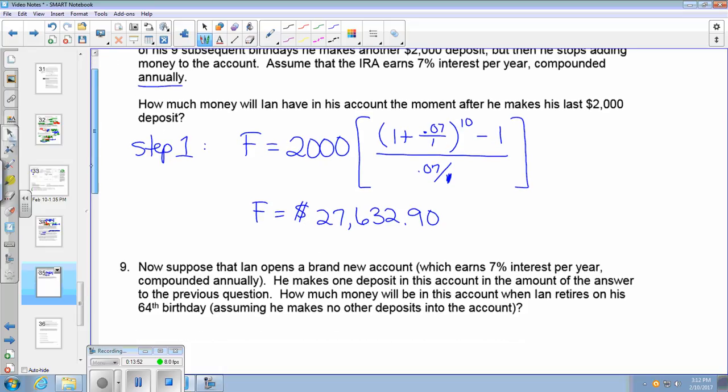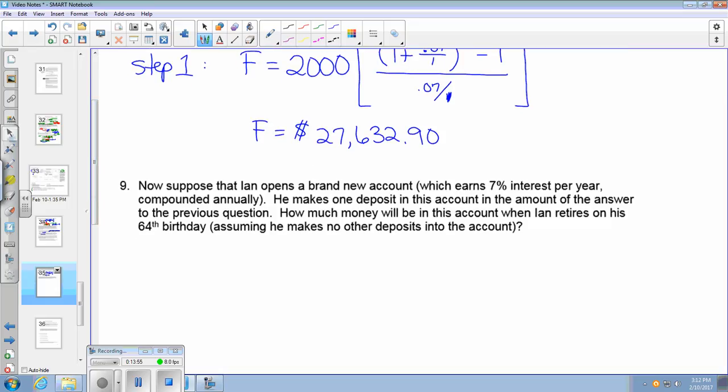Okay, so he stops investing. So number 9, now suppose that he opens up a brand new account, which earns 7% interest per year, compounded annually still. So he's going to make this 1 deposit in this account in the amount of the answer to the previous question. So how much money will be in his account when Ian retires on his 64th birthday, assuming he makes no other deposits into the account? So step 2, we're going to go back and use this formula for compound interest. So remember, there's only 1 lump payment here, 1 lump investment, not multiple ones.